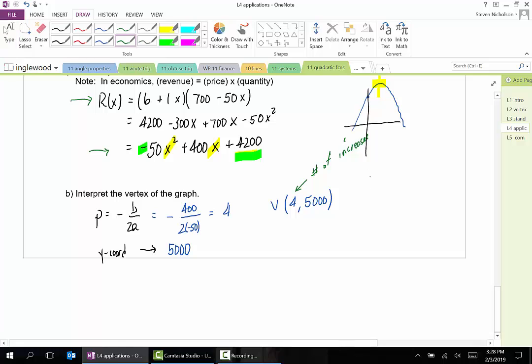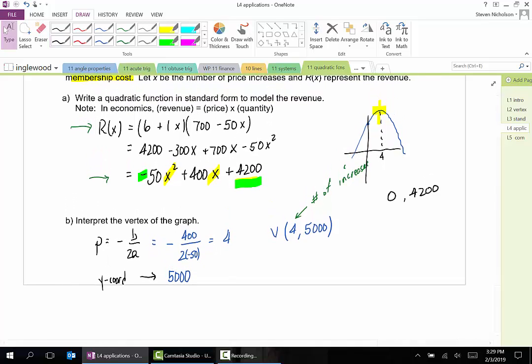Now remember, when we had no price increases, we had a revenue of 4,200. So what this one says right here, when we have 4 increases of $1, so when we bump the ticket price up from 6 to 10, we lose 200 people, but that's okay. We're making more money. Now, everything after that, when you bump it up by $5, $6, then your revenue starts to decrease.